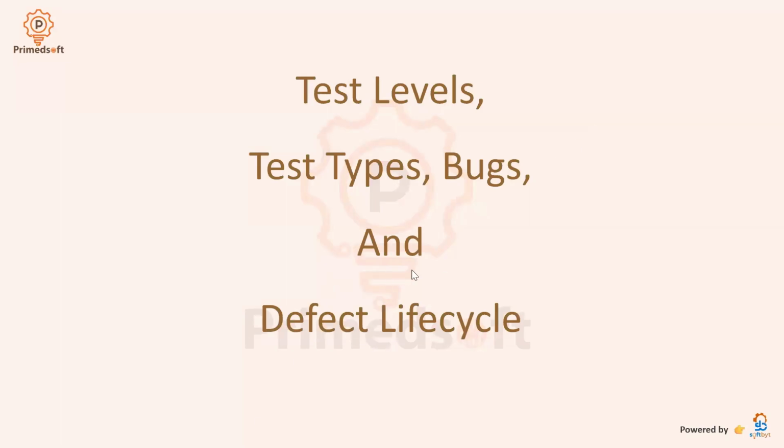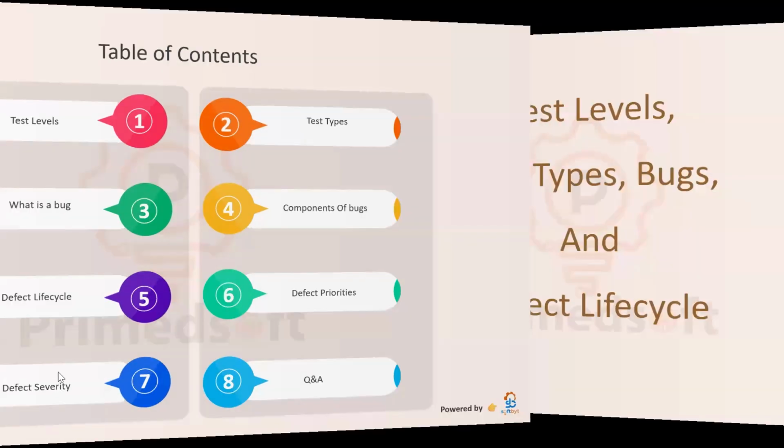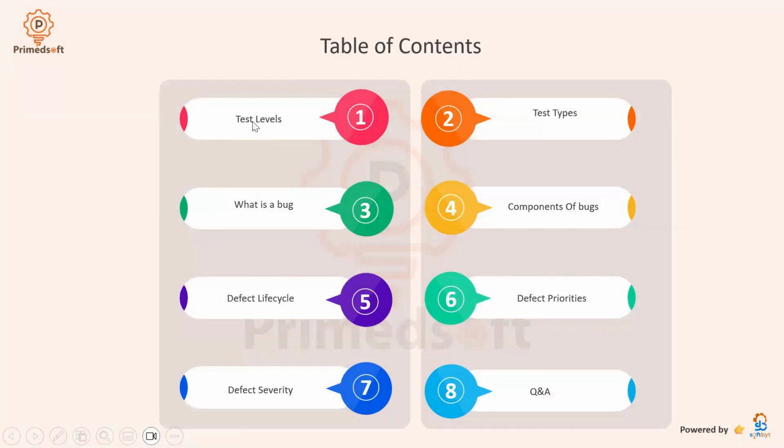Okay, welcome everyone. Today we are going to be looking into test levels, test types, bugs, and defect lifecycle. Okay, so let's quickly go into the table of contents. We're going to be talking about test level, test type, what a bug is, components of bugs, defect life cycles, defect priorities, defect severity, and then we'll take your questions.